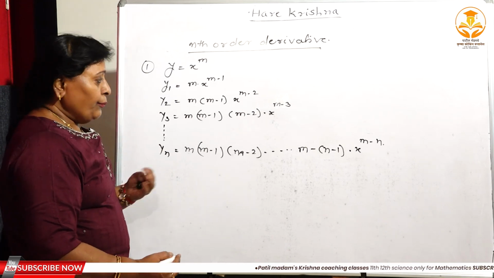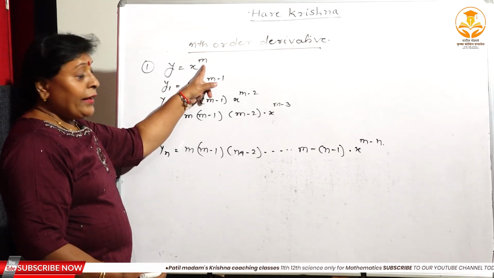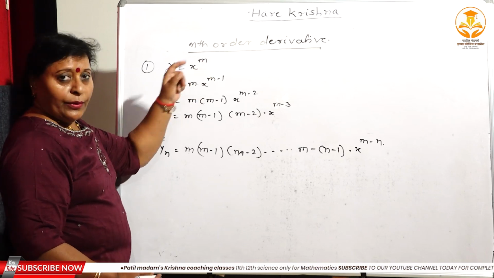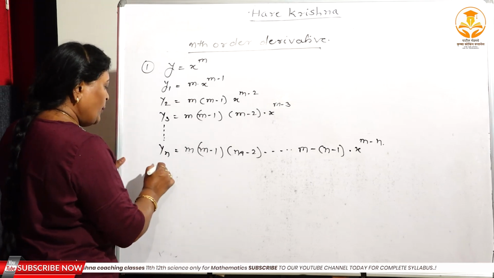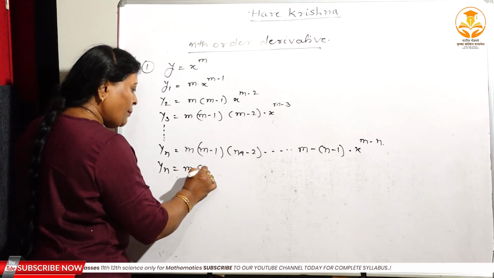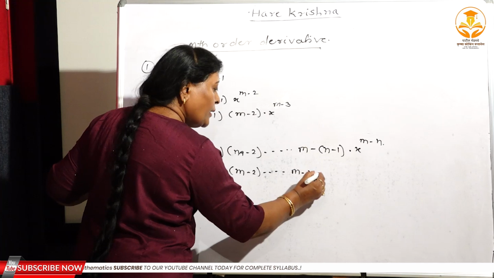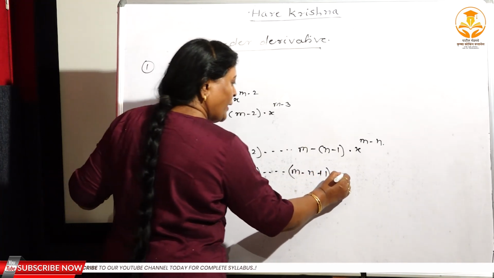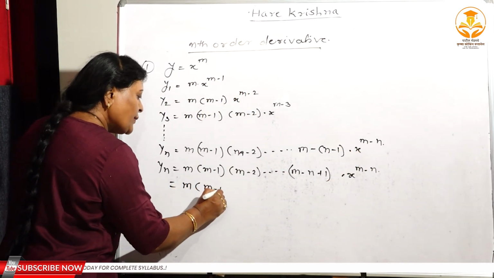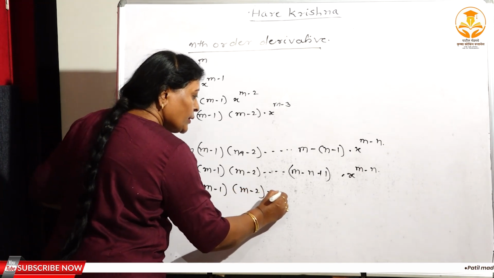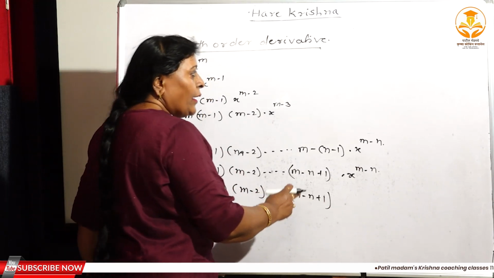But to bring it into a standard formula, because m is any integer and you can substitute any value here, we should get the standard form. For that purpose, see what you have to do. This is yn, equal to m into m minus 1, m minus 2, and so on up to m minus n plus 1, and into x to the power m minus n. Now what you have to do, this you can write as m minus n plus 1. The next term, one term gets less here. Now that is the factorial.